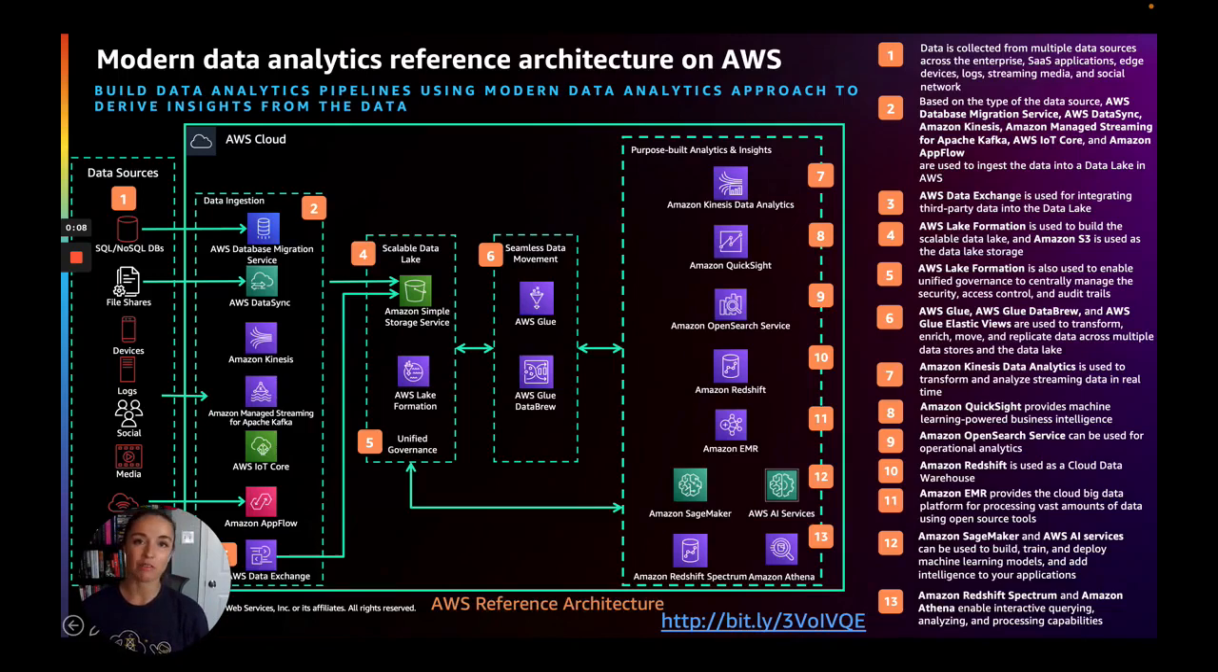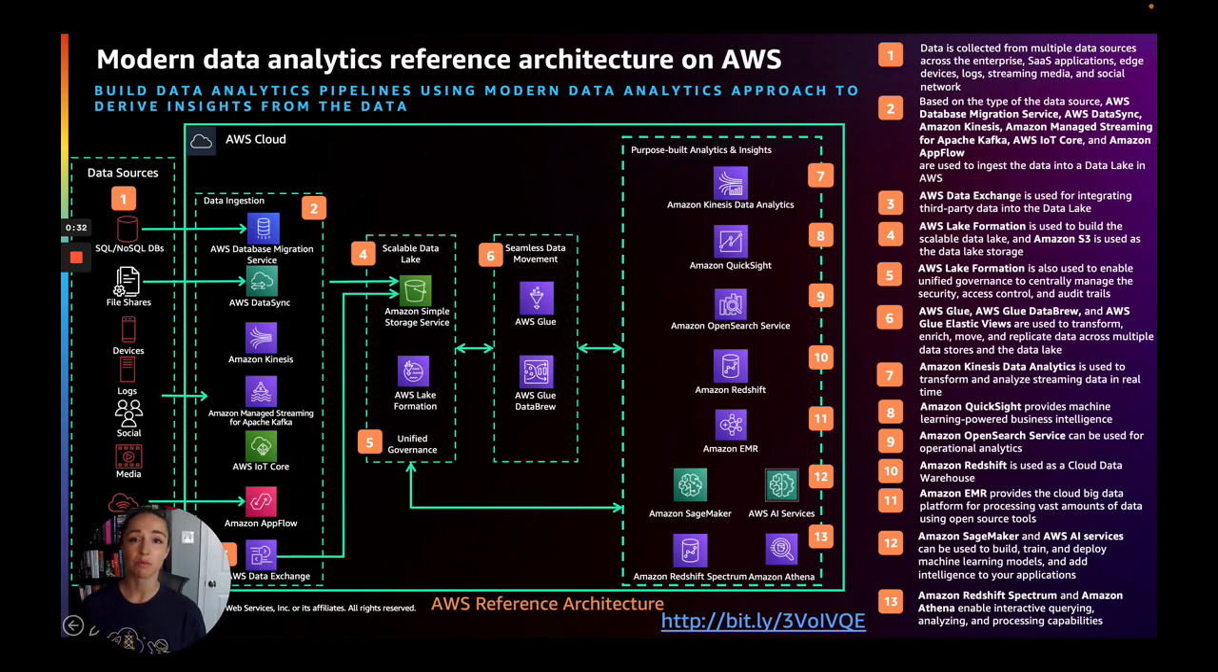So I know going from that last image to this one might be a shock to the system. This diagram is overflowing with icons, but we can apply the same 5 pillars of the modern data architecture and really simplify what we're looking at here. So the first pillar, data at any scale. We see that with our scalable data lake built on Amazon S3.